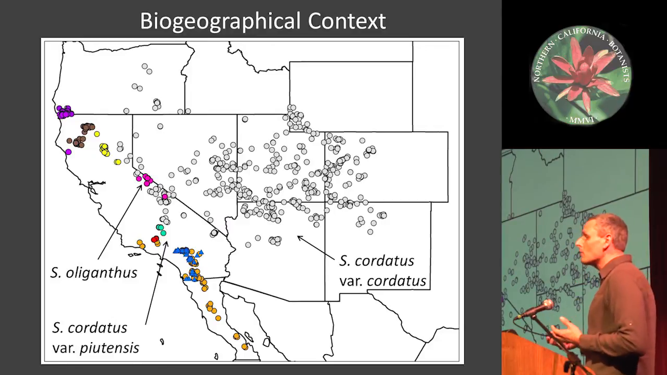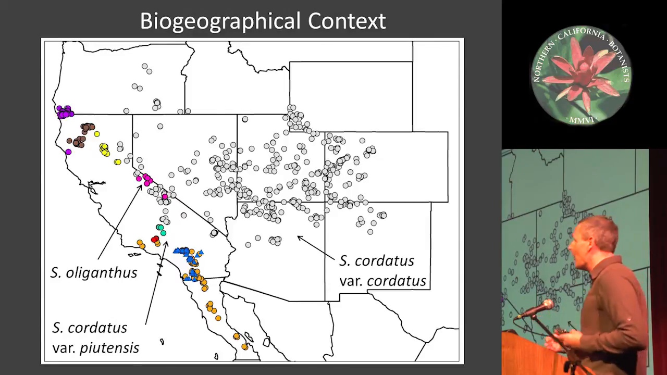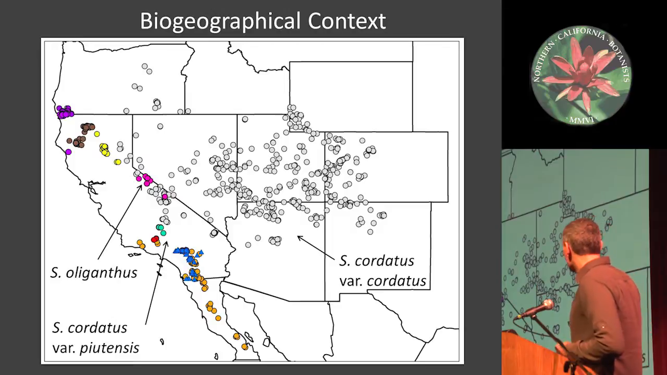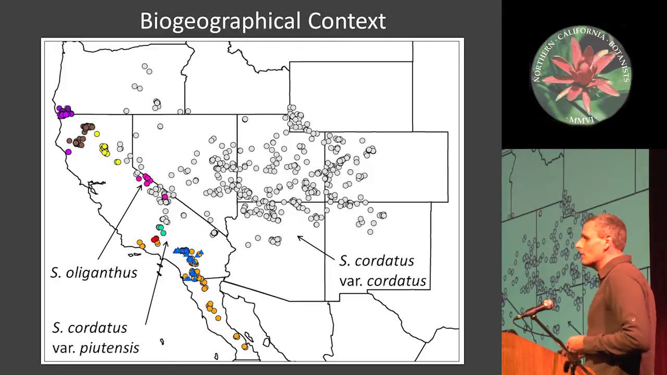the howellii alliance contains the most widespread Streptanthus species, or taxon, which is Streptanthus cordatus. This is very atypical for Streptanthus. It occurs in 9 western states, widely distributed, and on its periphery, in California and in western Nevada, there are 2 described entities towards the edge of its range. One is Streptanthus cordatus variety piutensis. The other one is oliganthus.